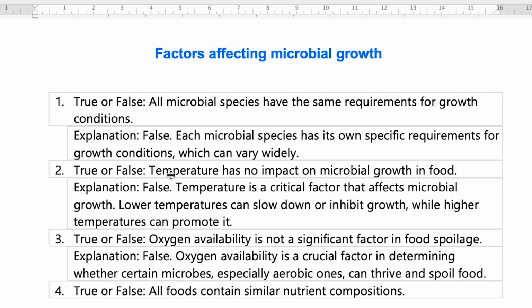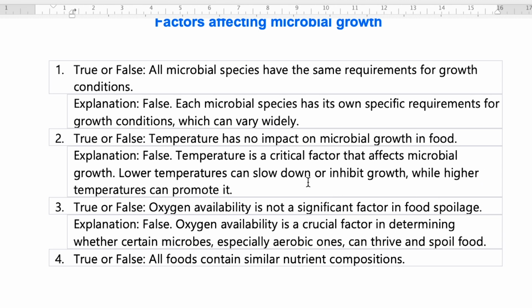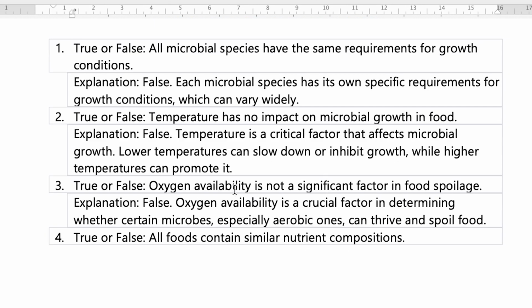Number two, temperature has no impact on microbial growth in food. This is false because this is actually what we are learning today. It is a critical factor, and that is why we cook or we keep food in the refrigerator. They said that lower temperature can slow down or inhibit growth, while higher temperature can promote it. So if you put it at a higher temperature, it may promote the growth of microbes.